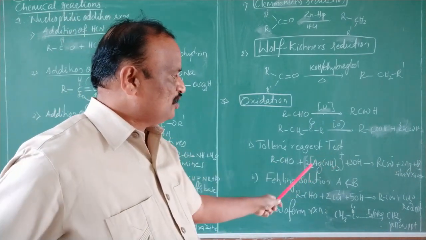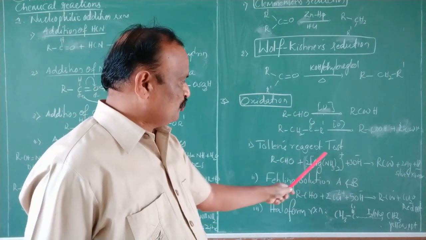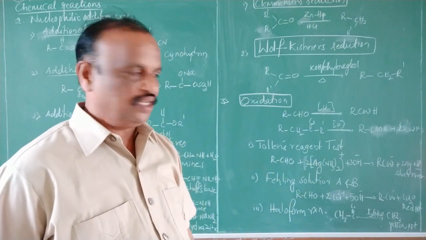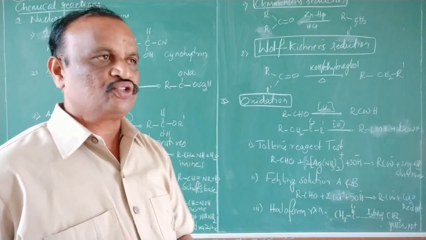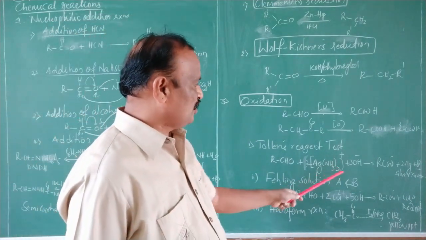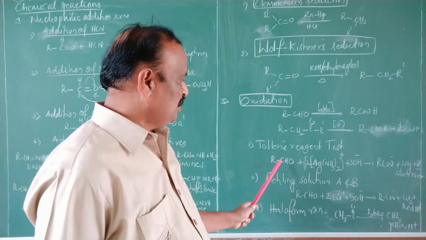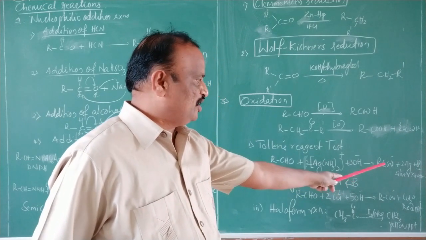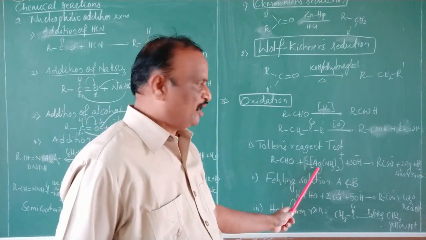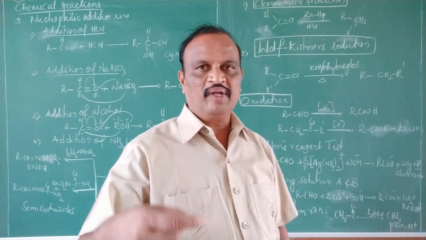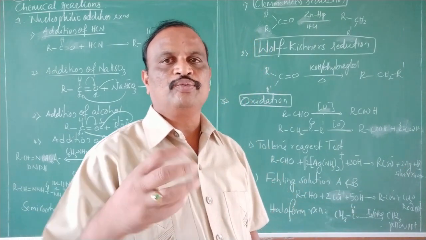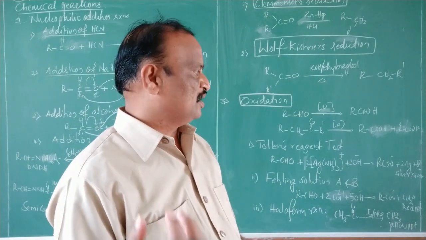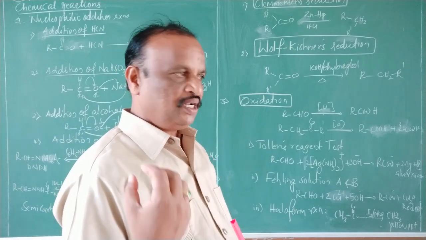To that you add silver ammoniacal nitrate solution. Silver ammoniacal nitrate solution is called Tollens reagent. When you treat with Tollens reagent, the aldehyde undergoes oxidation to form a salt of an acid, and silver gets reduced. A silver mirror is going to be formed along the inner side of the test tube if we carry out the test in a test tube. That's the reason it's also called the silver mirror test.